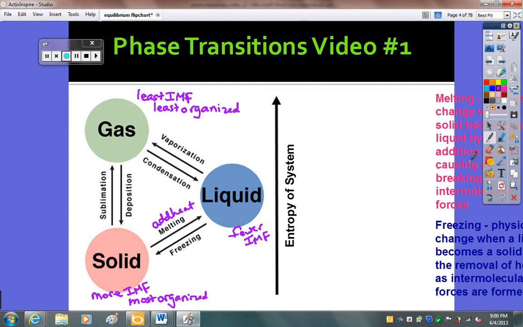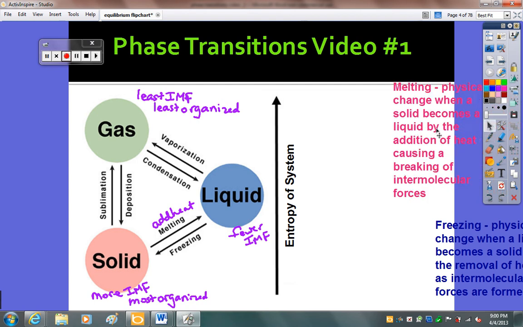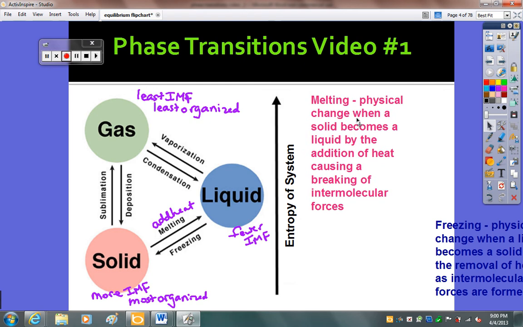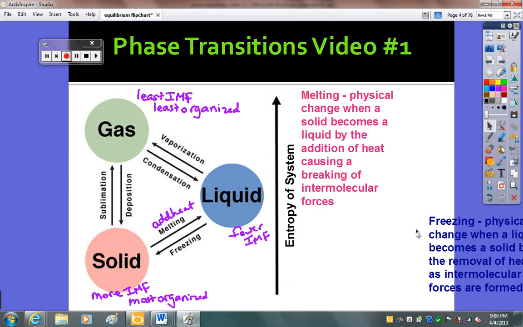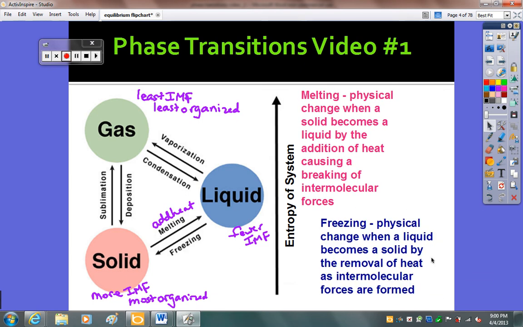Okay, what are the official definitions for these things? They all have the same basic idea. Melting, for example, is any kind of physical change when the solid becomes a liquid, by the addition of heat, causing a breaking of intermolecular forces. Freezing, which is the exact opposite, is a physical change when a liquid becomes a solid, so going the other direction, by the removal of heat as intermolecular forces are formed.